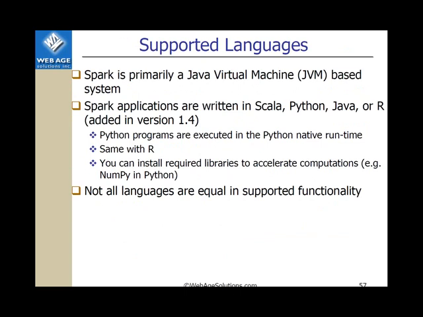Scala and Java, I would say Java not so much. I would say Scala and Python are the primary languages. R was added, but R is only available on Spark standalone. It's not available on Hadoop as yet. Even binaries are there because R is a separate kind of product.